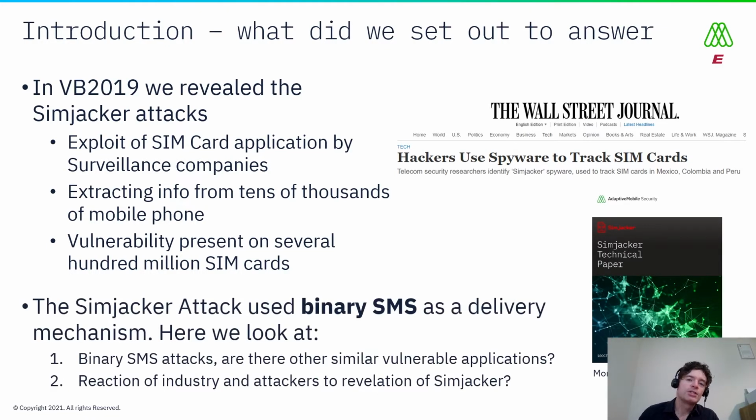But in our presentation today, we're trying to answer two separate but related questions. One of those was that Simjacker was actually using binary SMS, and in this presentation, we tried to see whether there were any other similarly vulnerable applications of binary SMS. And secondly, what we also try to answer is the reaction of the industry and the attackers to the revelation and the discovery of Simjacker.